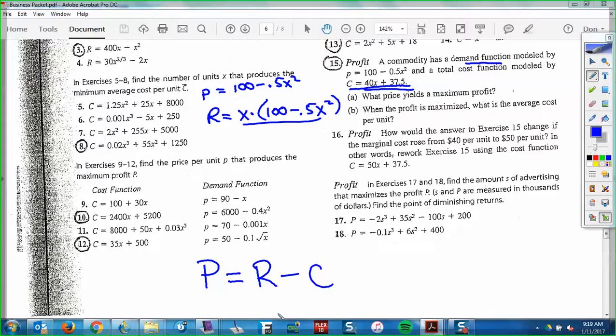Okay, so we haven't done a problem with the demand function little p yet, so I just wanted to help you get started on that. Okay, so that's your assignment. A couple of the related rate problems and some stuff in the business packet. The rest of the circled problems in the business packet.